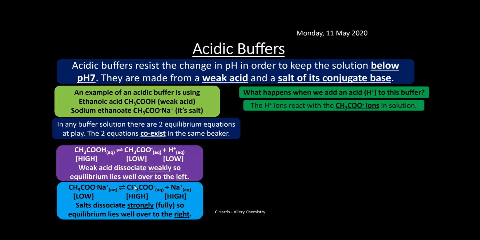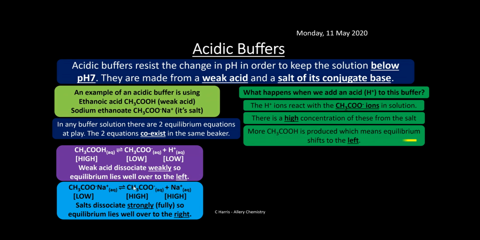The H+ ions react with the ethanoate ions in solution. Why do they react with the ethanoate ions? I hear you shouting. The reason why is because it's H+ and it's going to be attracted to something that's negative, isn't it? So it's going to react with the CH3COO- ions that are in here. There's loads of them in solution, thankfully, because we've got a salt that's produced them all. High concentration of these from the salt, and so therefore more ethanoic acid is produced, equilibrium shifts to the left.